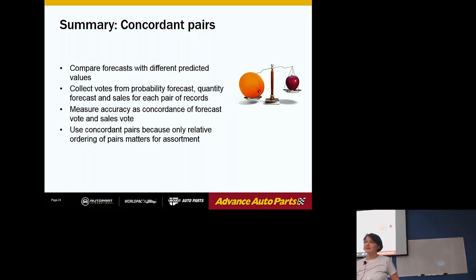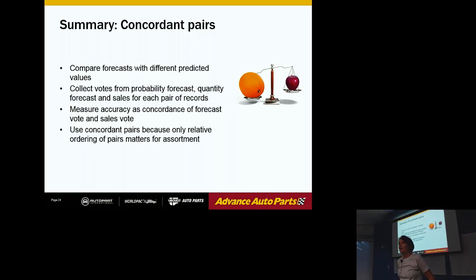You had to do this for each store separately. Sorry? You had to do this for each store separately. No, we did that with large part type, like part store peers.